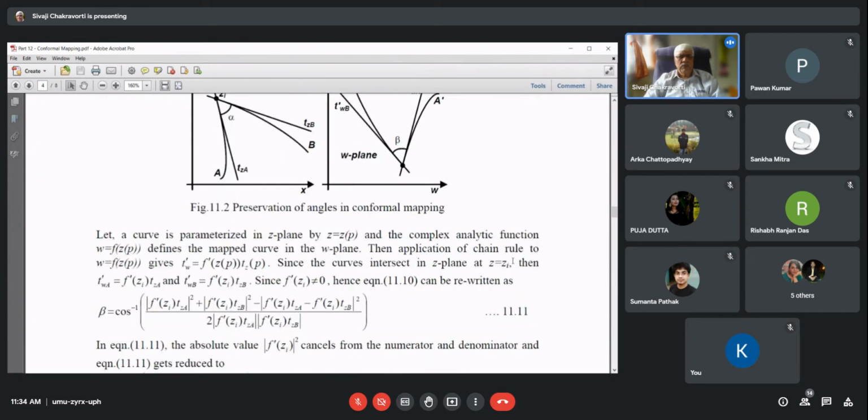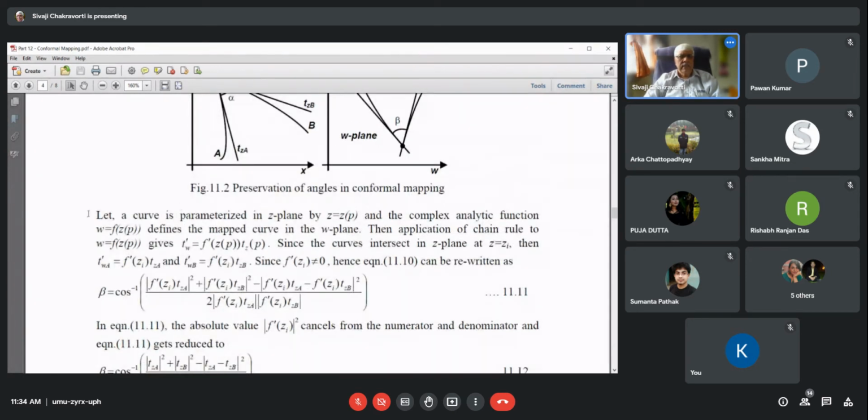Then what we are trying to say is that a curve is parameterized on the z plane by z equal to z(p), and the complex analytic function is f(z(p)). This we have already discussed, because this function is actually the mapping function. Now there is something in mathematics called the chain rule. If we apply the chain rule, then w equal to f(z(p)) will give me that T'(w) will be equal to f'(z(p)) into T(z(p)).